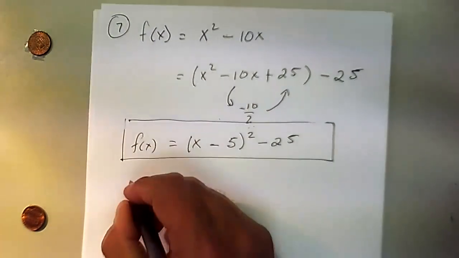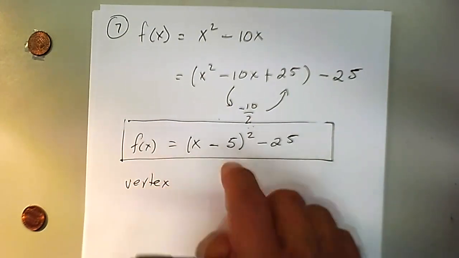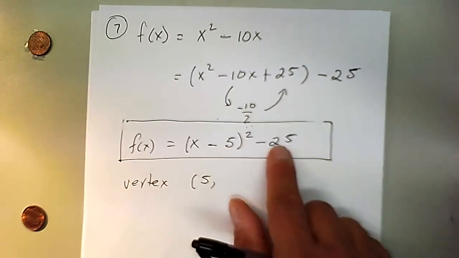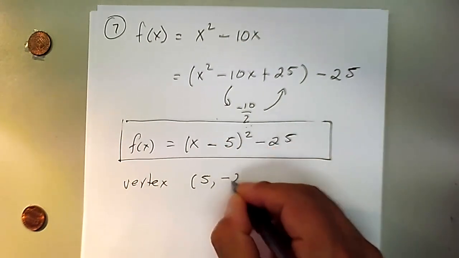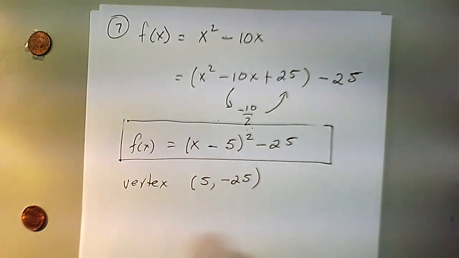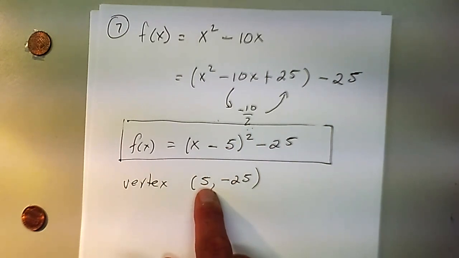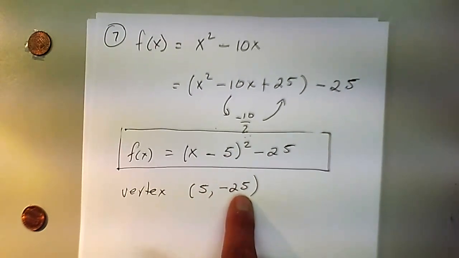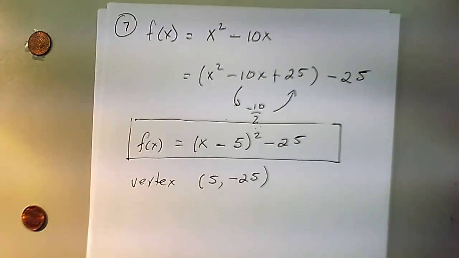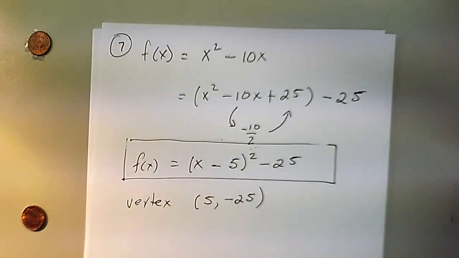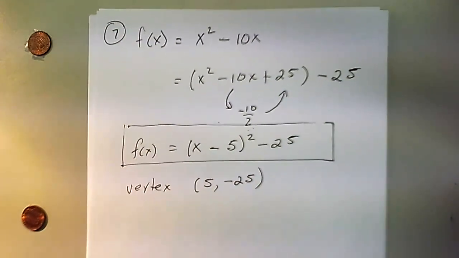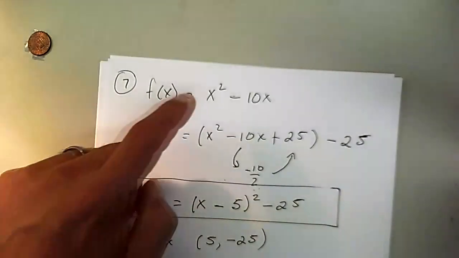So where's the vertex? Remember, this is a shift to the right by 5 units, and this is a shift down by 25 units. That is a little confusing because right and down are both negative. So just be aware of that. So the vertex is going to be here. Which way does the parabola open? Up. Where is the axis of symmetry? X equals 5, where the vertex is. There's a lot of information we can draw from this one little function.